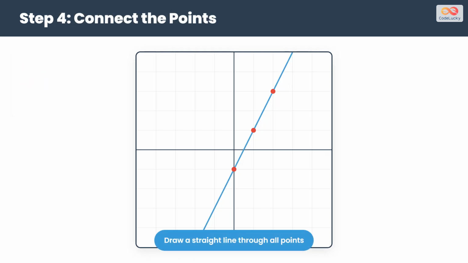The final step is to connect these dots. Take a ruler and draw a straight line through all 3 points. Extend the line past the points in both directions to show that the pattern continues forever.